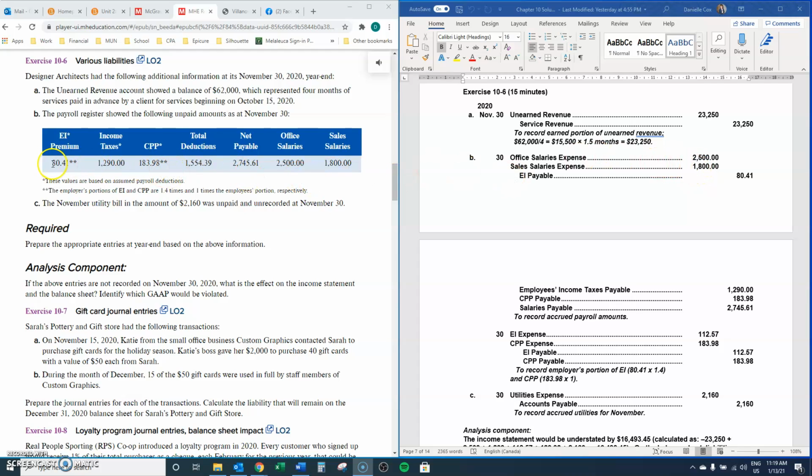Then we go back, and the EI to be paid, so EI payable, is $80.41. Income taxes payable, $1,290. CPP payable, $183.98. This total deductions just totals up these three, and then the net payable. Our gross less our total deductions, which are these three totaled here, equals the net amount payable. So that goes in salaries payable, $2,745.61.